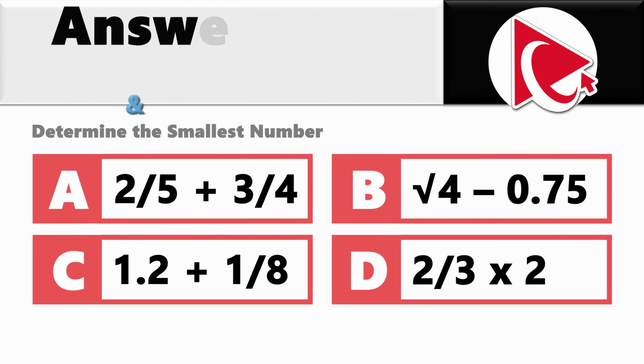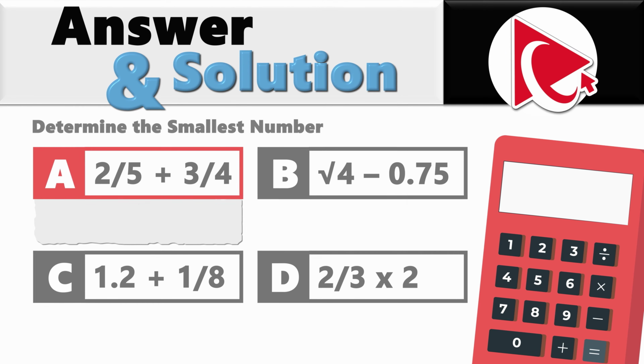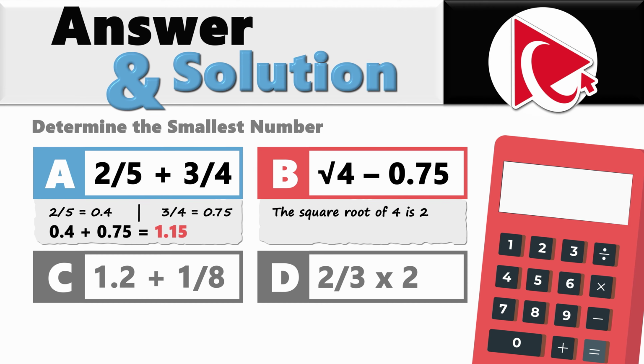The best way to solve this challenge is to solve it for each expression and convert the end result to decimals. Let's start with the first expression. 2/5 plus 3/4. 2/5 equals 0.4. 3/4 equals 0.75. 0.4 plus 0.75 equals 1.15. Now let's look at expression B. Square root of 4 minus 0.75. Square root of 4 is 2. 2 minus 0.75 equals 1.25.